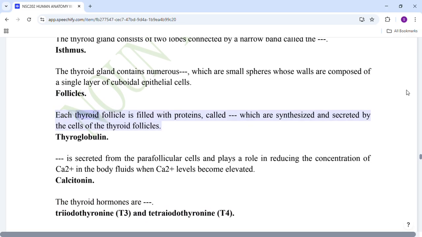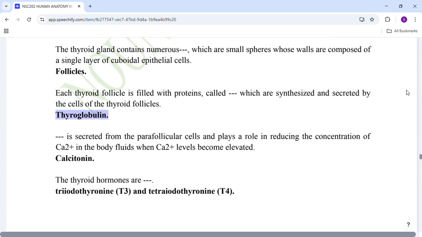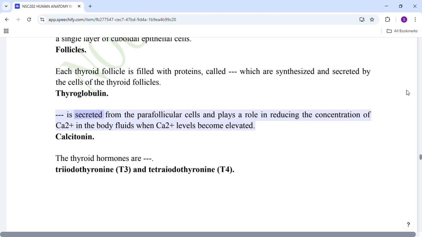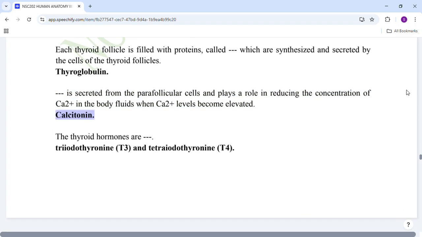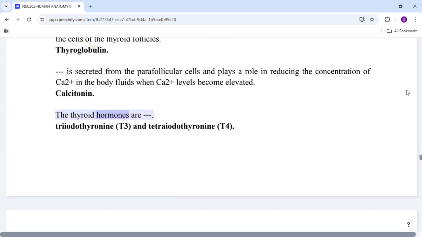Each thyroid follicle is filled with proteins called thyroglobulin, which are synthesized and secreted by the cells of the thyroid follicles. Calcitonin is secreted from the parafollicular cells and plays a role in reducing the concentration of Ca2+ in the body fluids when Ca2+ levels become elevated.